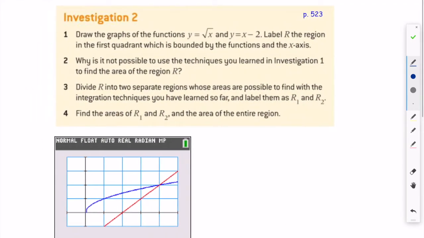Let's take a look at investigation number 2 from page 523 together. So you're asked to draw the graphs of y equals the square root of x and y equals x minus 2. Label out the region in the first quadrant, which is bounded by the functions and the x-axis. Okay, so we have the graph already shown here on the screen. And then we want to label the region only in the first quadrant. So we're talking about this part here.